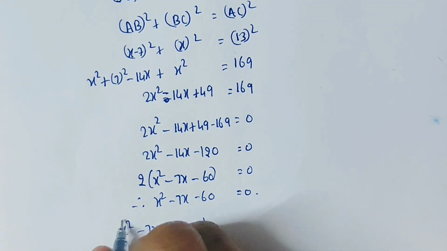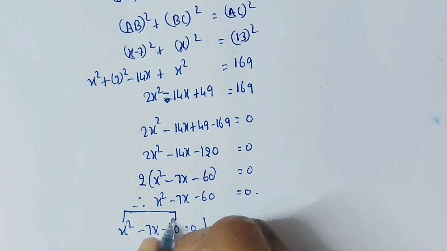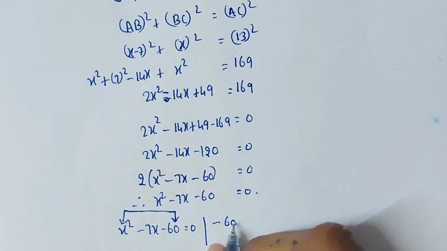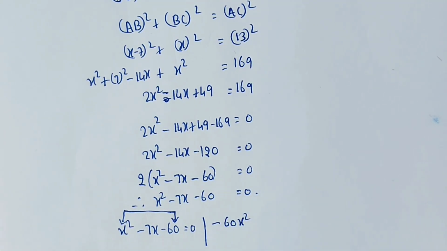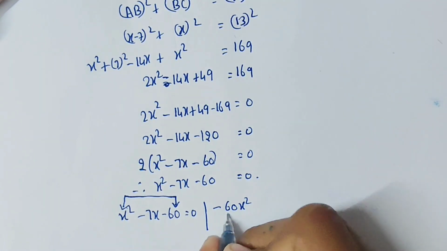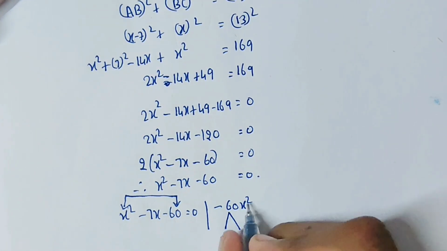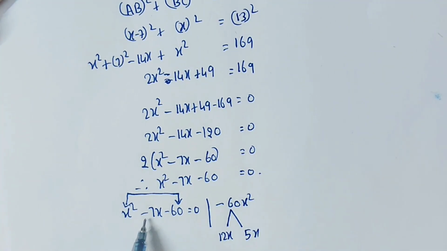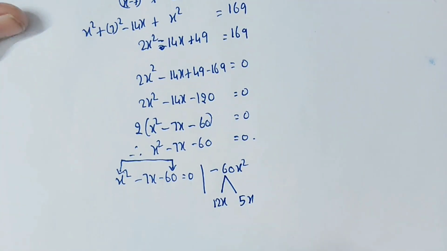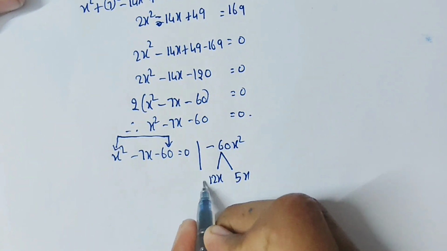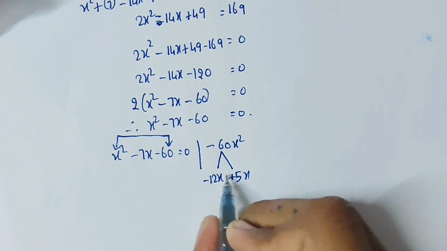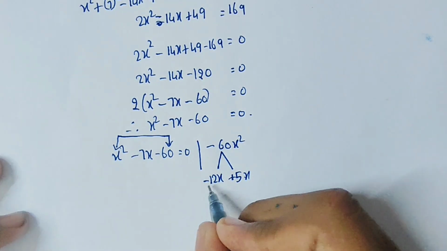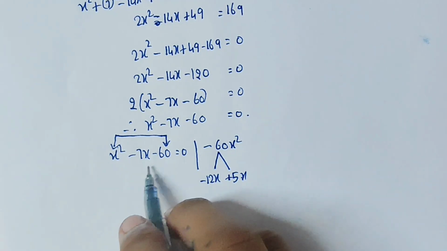Before finding the roots we have to multiply the first and last terms. Plus into minus, minus 60 into x square, minus 60x square. The factors of minus 60x square are 12x and 5x. Here 7x has the symbol minus, so the bigger number takes the symbol minus and the smaller number plus. Plus into minus, minus 12x into 5x is 60x square, minus 12x plus 5x is minus 7x.